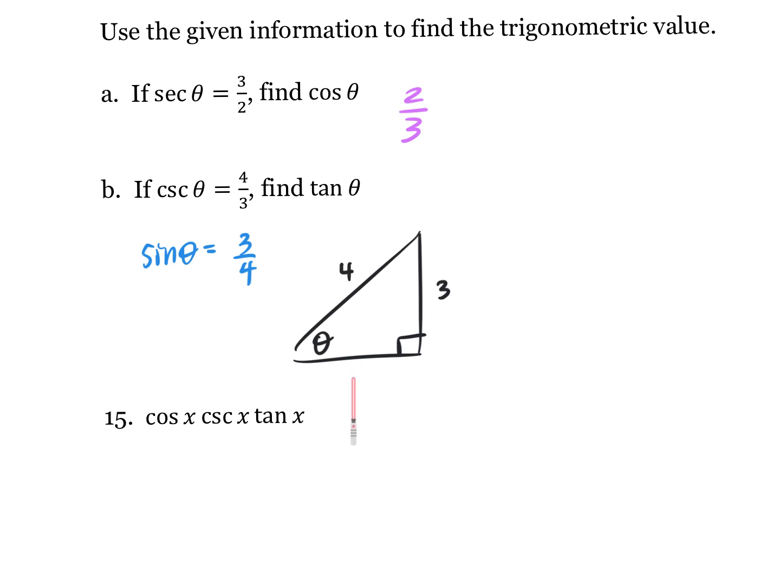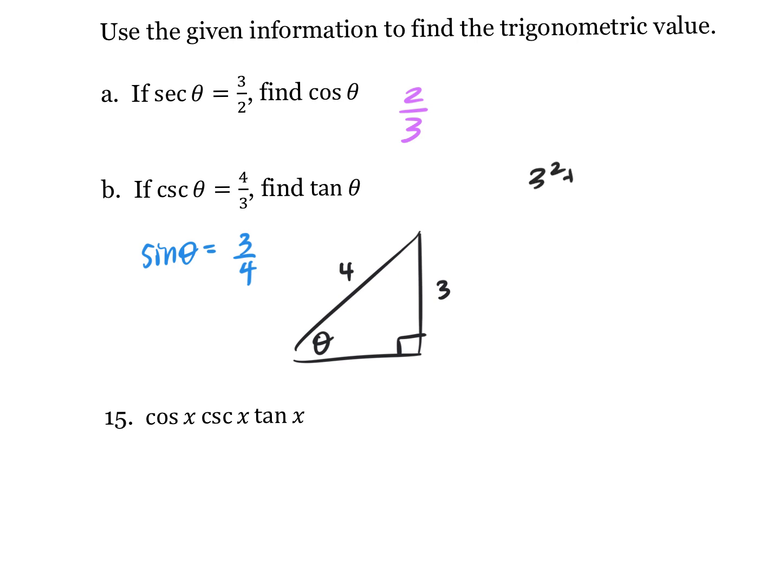Could I find this leg? Because what is tangent? Tangent is what over what? Opposite over adjacent, right? So how are we going to find the adjacent in this right triangle?